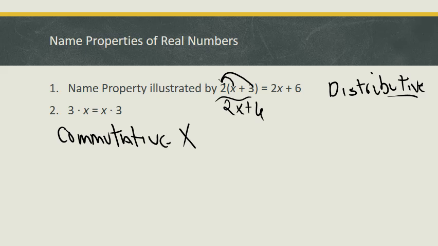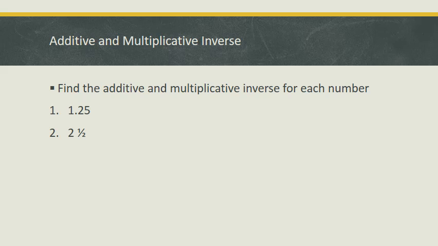Now let's move forward to the next set of examples. Here we're asked to find the additive and multiplicative inverse properties of a couple of numbers. Again, just as a review, the additive inverse property is when two numbers are added together, they're going to equal 0. The multiplicative inverse, slightly different, states that when two numbers are multiplied together, they're going to equal 1.